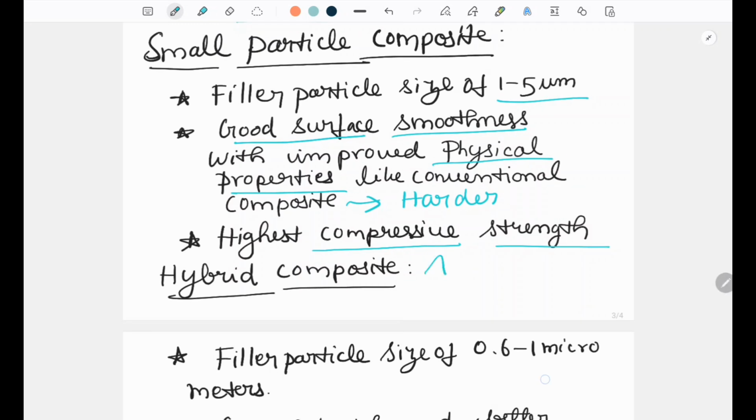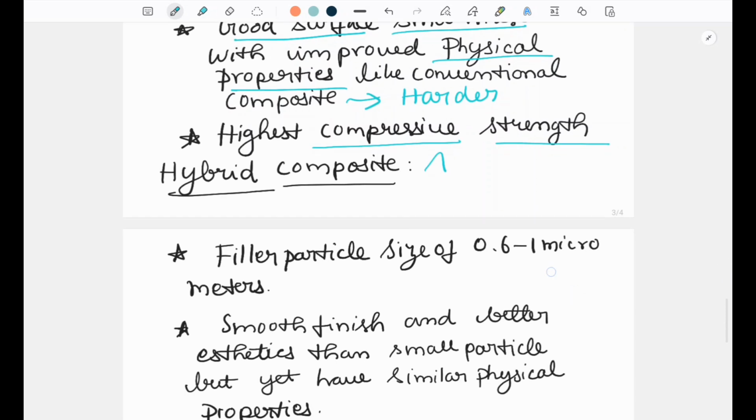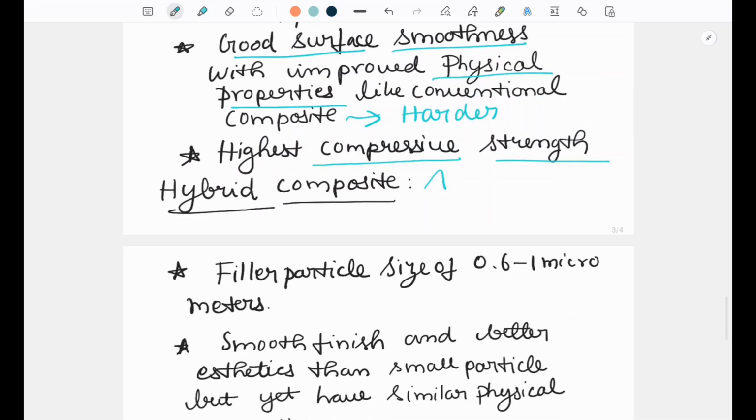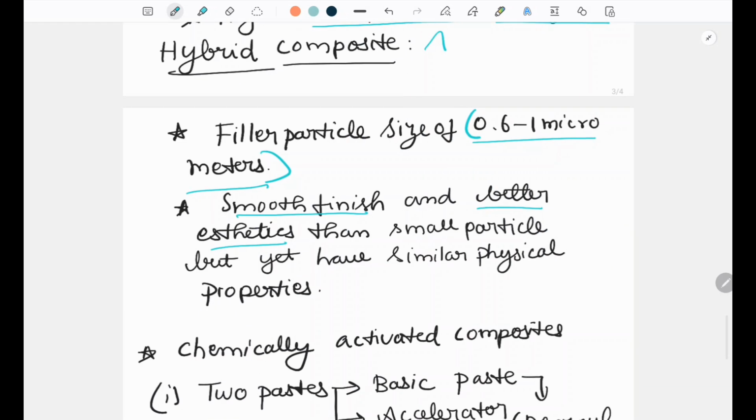Let us see why. The filler particle size of the hybrid composite is a little bit lesser than the small particle composite, that is 0.6 to 1 micrometers. They have smooth finish and better aesthetics. At the same time, they have similar physical properties to the conventional composite. They have a smooth and better finish and good aesthetics compared to small particle composites. They are better than all the types. But yet, they also have good physical properties.